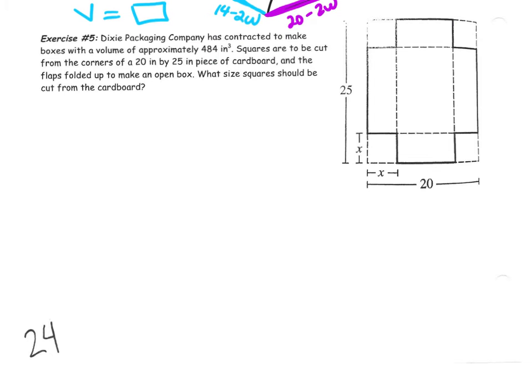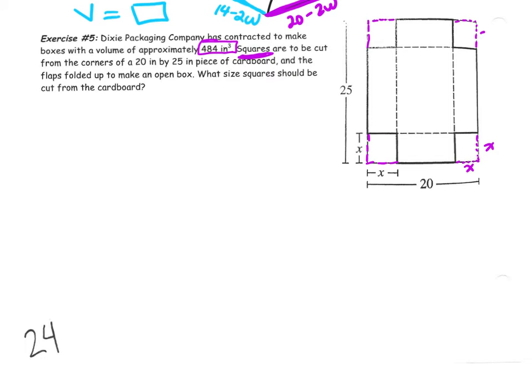Okay, last question. We're going to take a look at exercise 5. Dixie Packaging Company has contracted to make boxes with a volume of approximately 484 inches cubed. Okay, so we're dealing with a volume, which is inches cubed. Squares are going to be cut. Okay, so that's nice, so equal length on either side. Squares are going to be cut from these corners, so hence these corners are being cut out, and they all have that uniform width.